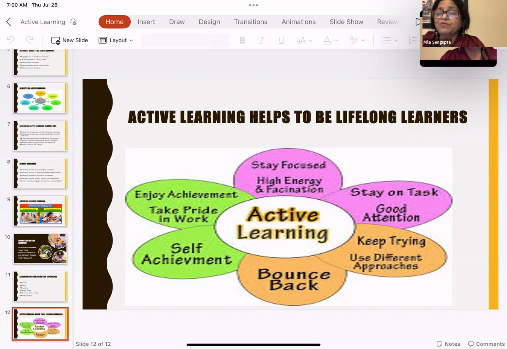It is a self-achievement, absolutely. Active learning helps the children to see their progress themselves, and they take pride and joy in these achievements. And it also develops and grows the whole child, because it is very important for us to develop the children and help them grow and flourish as a whole child. Overall development should take place. And they enjoy their achievement and take pride in their work.